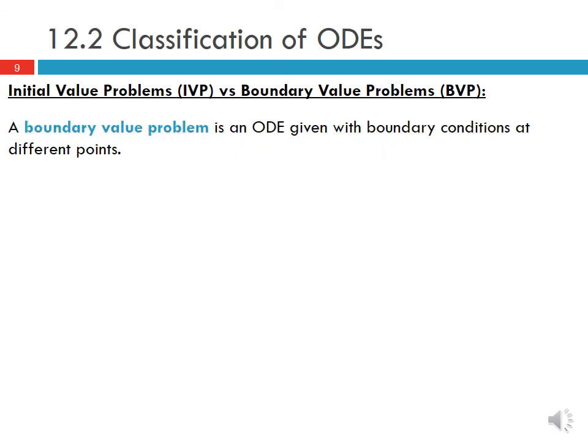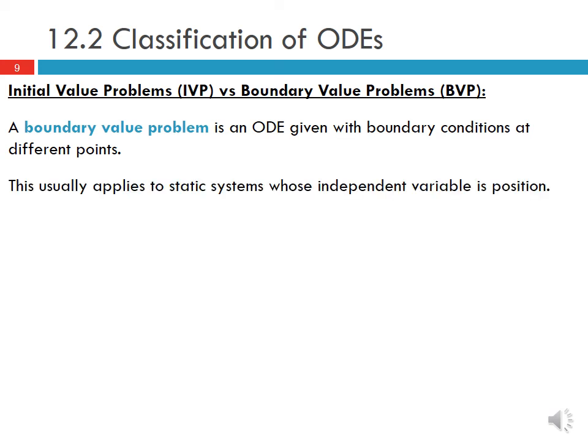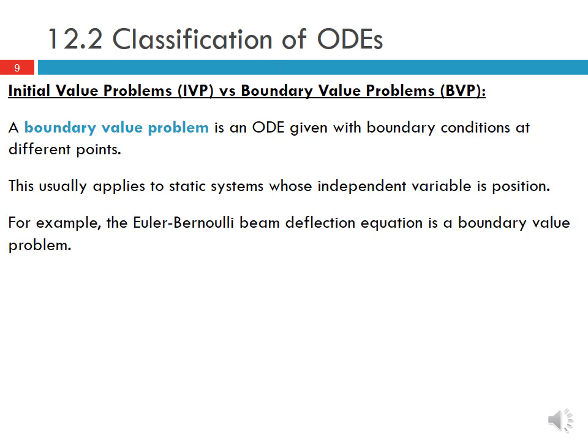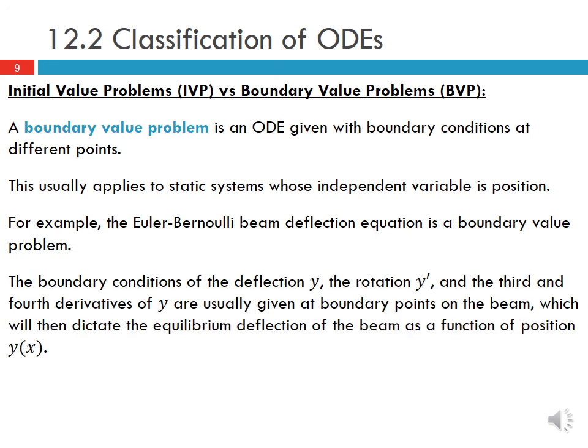A boundary value problem is an ordinary differential equation given with boundary conditions at different points. This usually applies to static systems whose independent variable is position. For example, the Euler-Bernoulli beam deflection equation is a boundary value problem. In this case, the boundary conditions of deflection, so y, as well as the rotation, so y prime or dy by dx, and the third and fourth derivatives of y are usually given at boundary points on the beam, which will then dictate the equilibrium deflection of the beam as a function of position y of x.